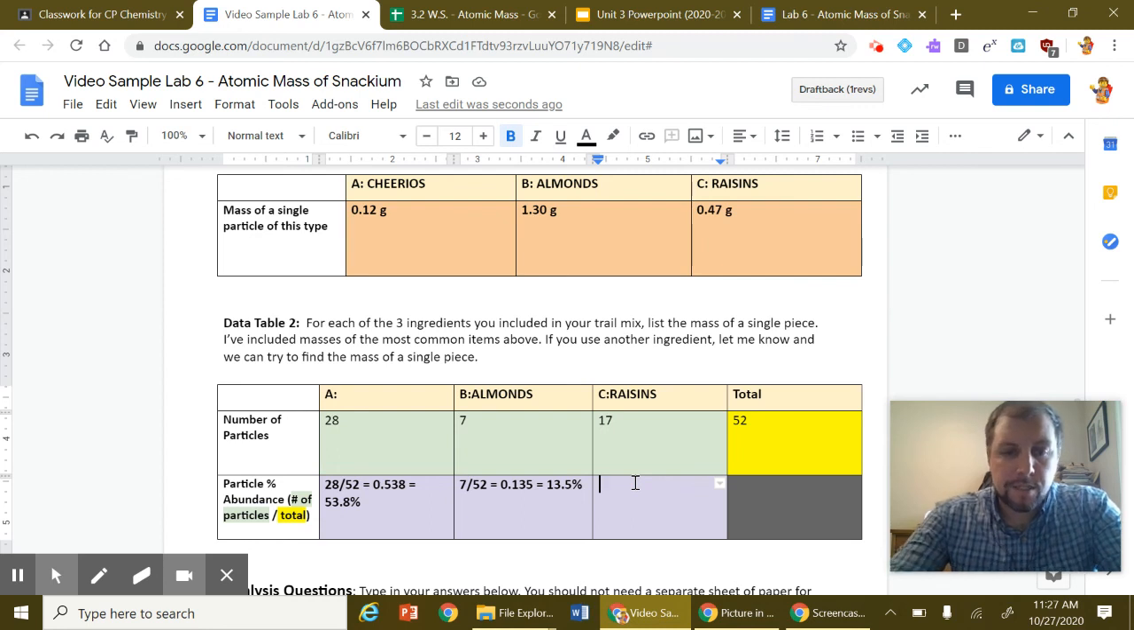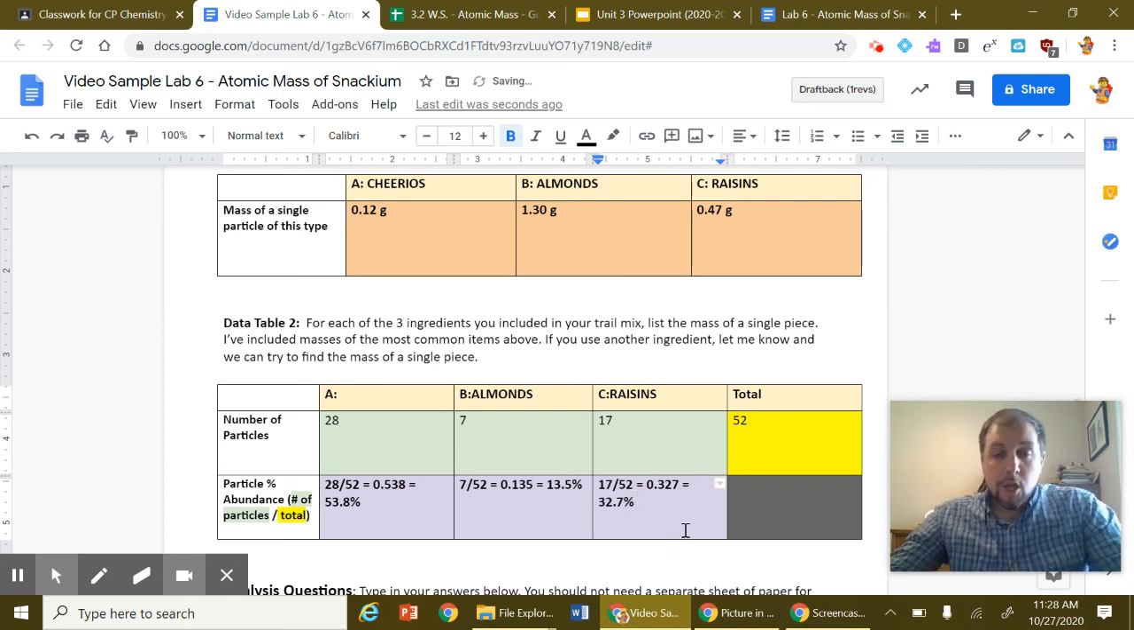Lastly, raisins. What percent is raisins? 17 divided by 52. 17 divided by 52. I got 0.327, or 32.7%.